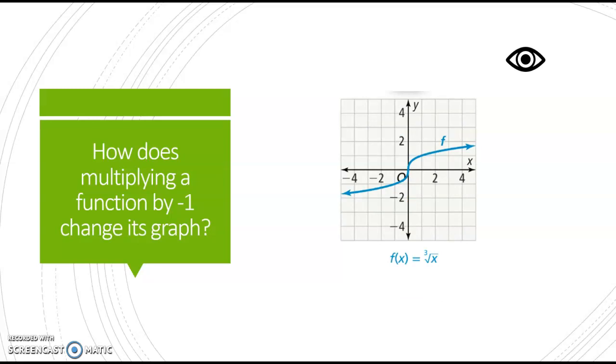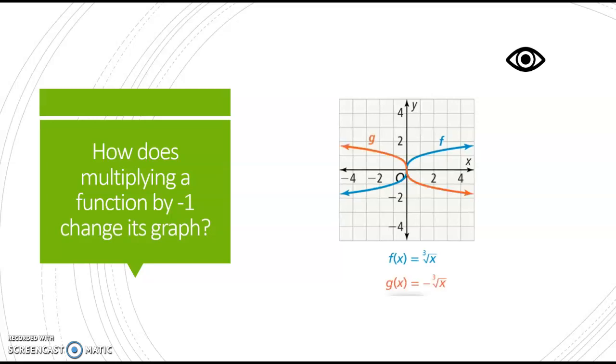Here's the cube root function, which we learned about this chapter. The cube root function, and then if I multiply that one by -1, oh, look at that. It's the same shape. The red one is the same shape, except it's kind of turned upside down.